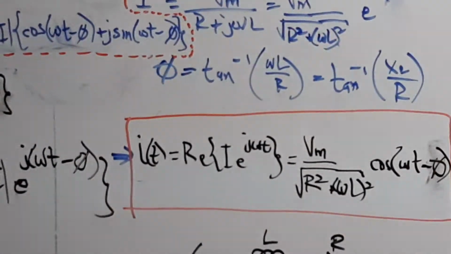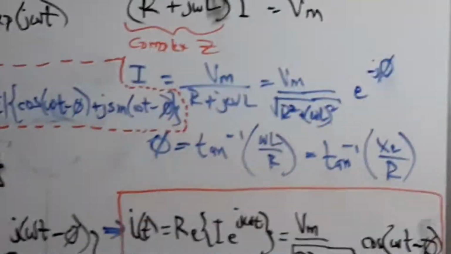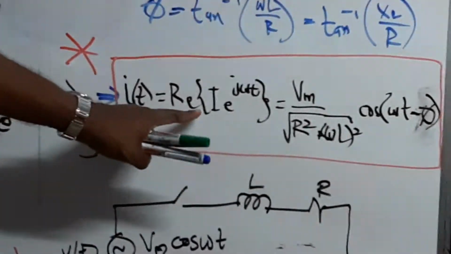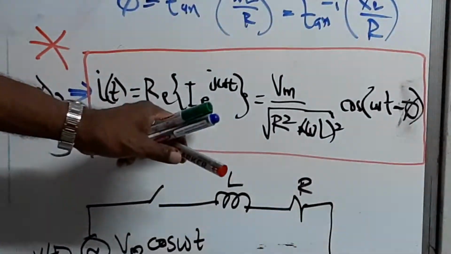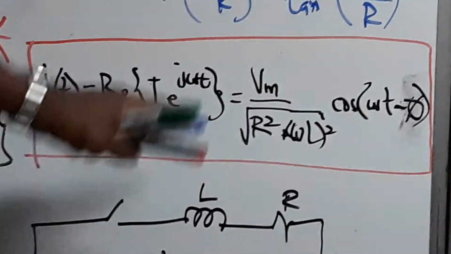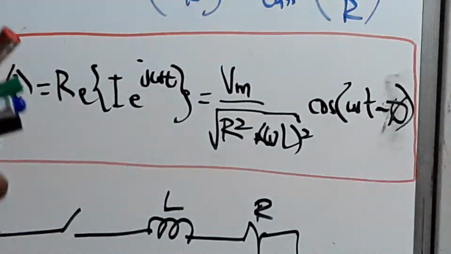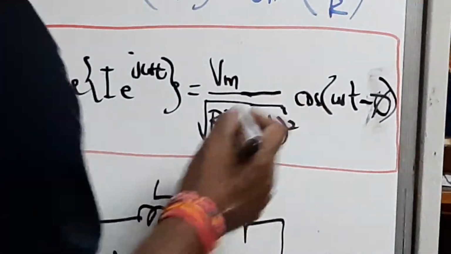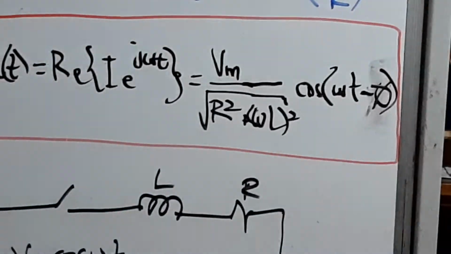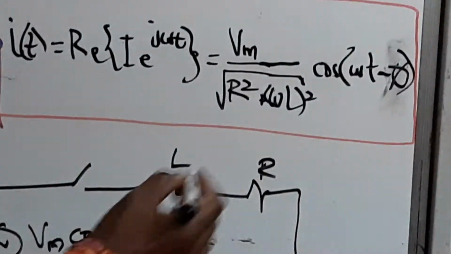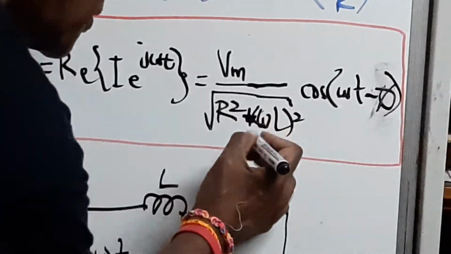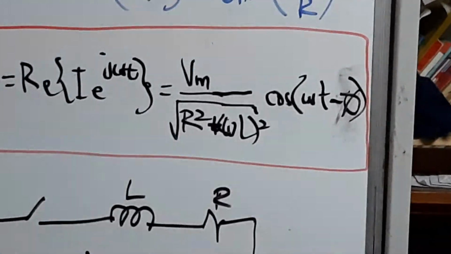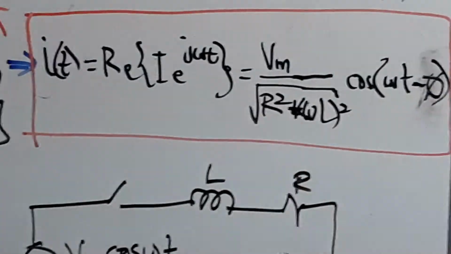So that gives us our final solution as I of t is equal to the real part of I e to the j omega t, which is equal to Vm divided by the square root of R squared plus omega L all squared, times cos of omega t minus phi.